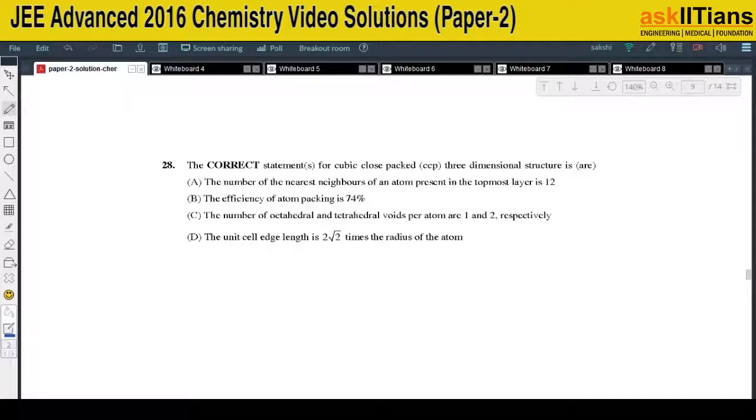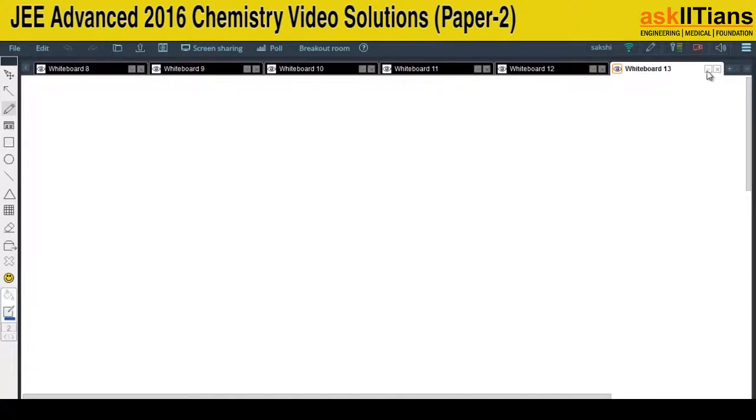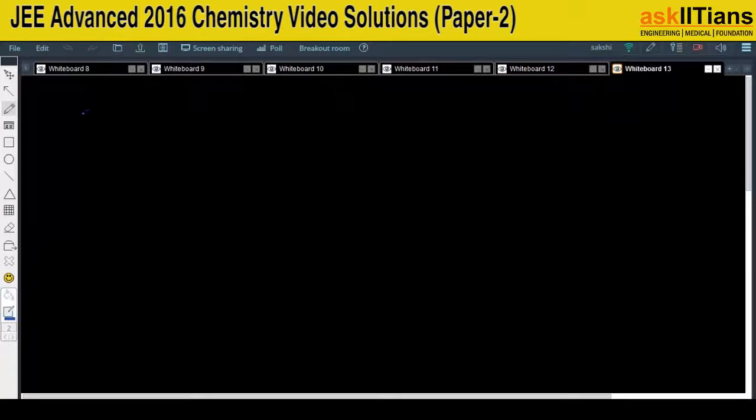Fine enough. Having read all the options that have been given to us, now I'll tell you certain points and then we'll try to coordinate which points are correct and which are not correct. So for question number 28, he's referring to cubic close packing. CCP, if I'm not wrong, is ABC, ABC, ABC kind of packing. Now the first option was saying that the number of nearest neighbors of an atom present in the topmost layer is 12, which is wrong.